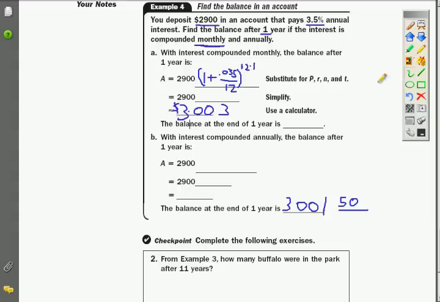All right. Well, you guys go ahead and do checkpoint 2 and 3, and I'll get back to you in just a sec.